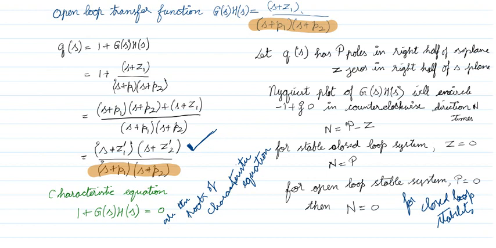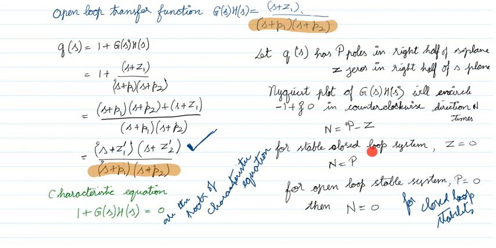Next, the Nyquist plot of g of s h of s. If I am plotting the Nyquist plot of this term, it will encircle the point minus 1 plus j0 in counterclockwise direction n times. N is given as p minus z. What is p? Poles of q of s in the right side. What is z? Zeros of q of s in the right half of the s plane.